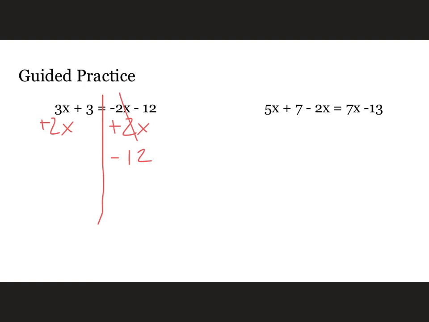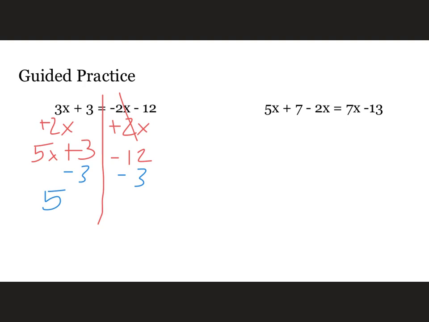On the left side of my equation, I can now add 3x plus 2x to make 5x, and that plus 3 remains the same for right now. My next step, now that I have a two-step equation, is to just simply get x by itself. Get that 5x by itself first. So I need to look at that plus 3. Opposite operation would be to subtract 3 to both sides.